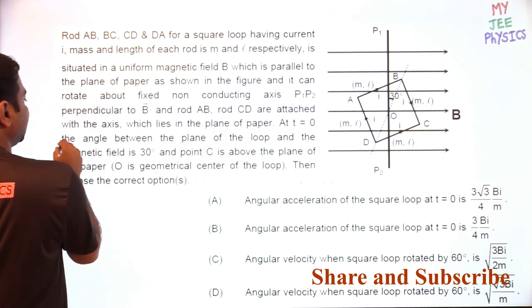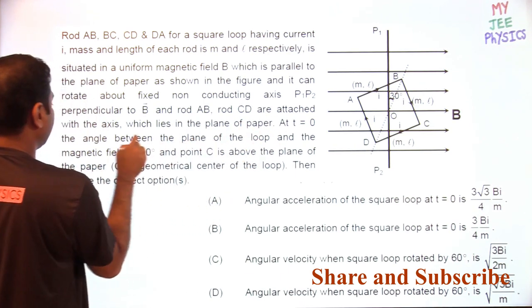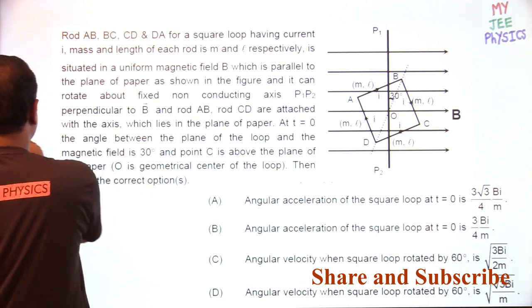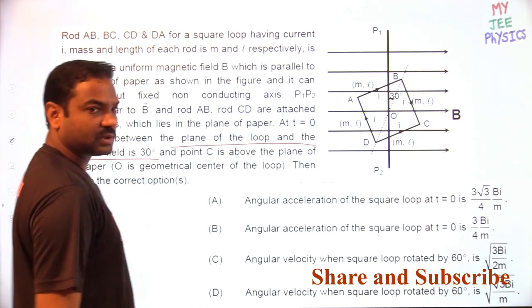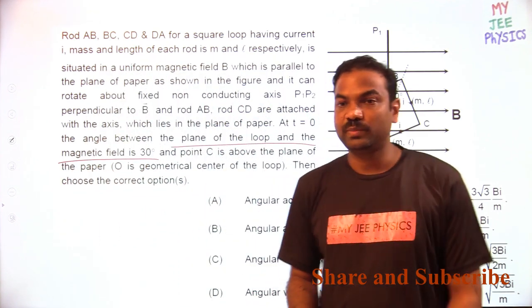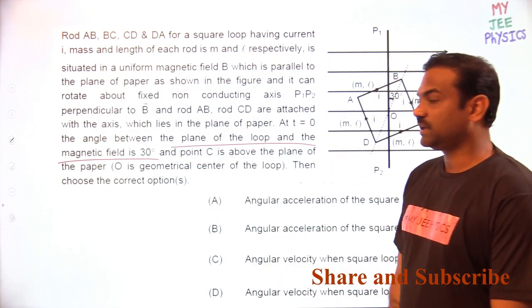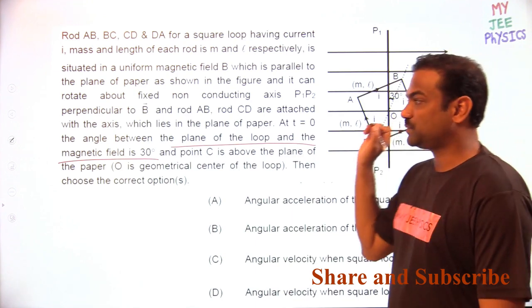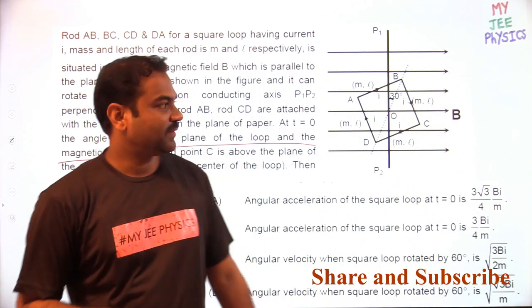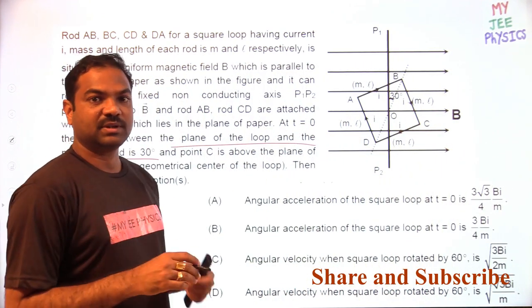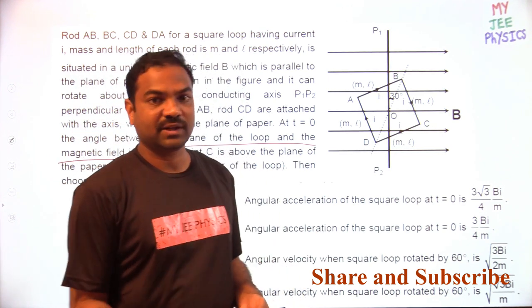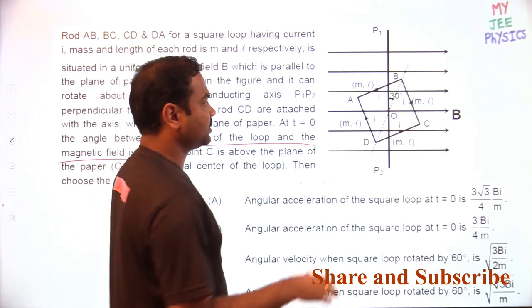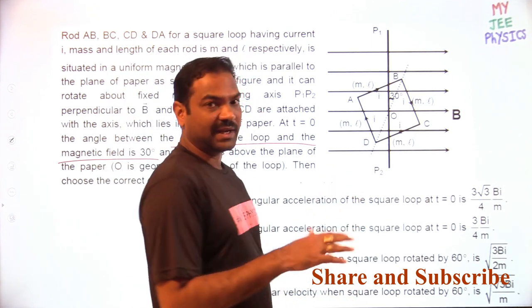At time t equal to 0, the angle between the plane of the loop and the magnetic field is 30 degree. This is an important statement to solve the question. The plane of the loop and the magnetic field make 30 degree. That means the area vector is perpendicular to the plane, because along the area vector the magnetic dipole moment vector will be there.